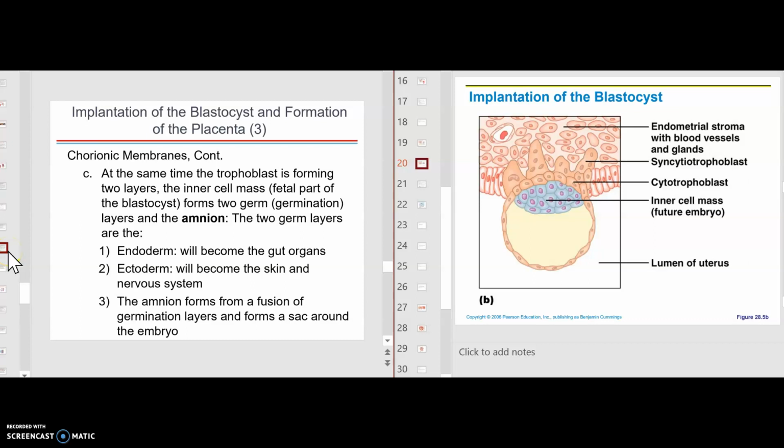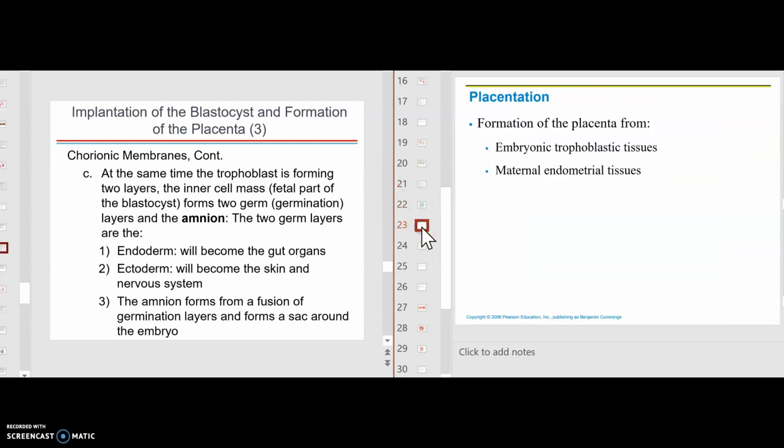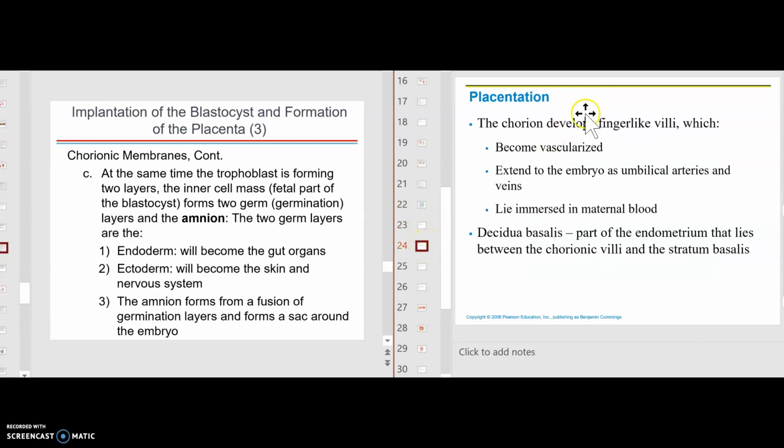Okay. So I come back here. All right. Here we are. Okay. The chorion develops finger-like villi, which become vascularized, extend to the embryo as umbilical arteries and veins, and lie immersed in maternal blood. The decidua basalis is the part of the endometrium that lies between the chorionic villi and the stratum basalis.